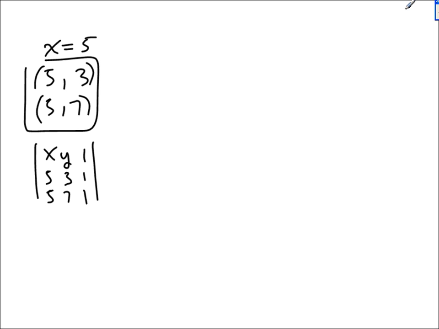Now, I need to reduce this. I'm going to do row 3 minus row 2, because 5 minus 5 is 0, and 1 minus 1 is 0. The first row did not change. The second row did not change. 5 minus 5 is 0. 7 minus 3 is 4. 1 minus 1 is 0.